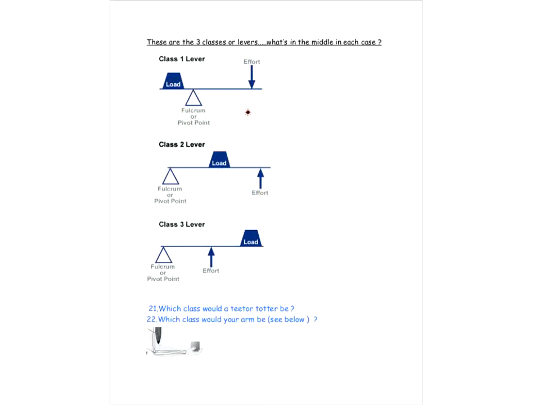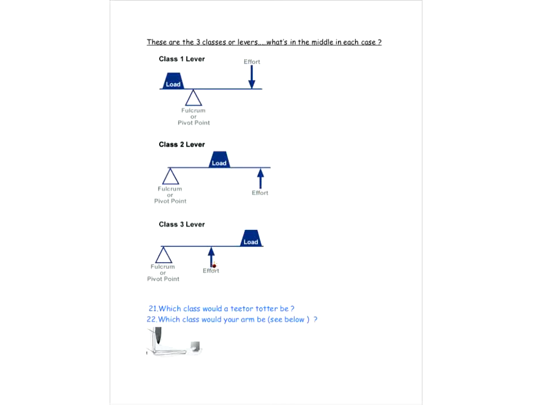So this lever looks like a teeter-totter, right? In this case, for a class 1 lever, the fulcrum or the pivot is in the middle. For a class 2 lever, the load is in the middle. And for a class 3 lever, the effort is in the middle. So you need to memorize these so you can recognize the difference between the 3 classes. And remember what's in the middle. If you can remember what's in the middle, then you'll remember what the other 2 parts are, as long as you know what all 3 parts are.